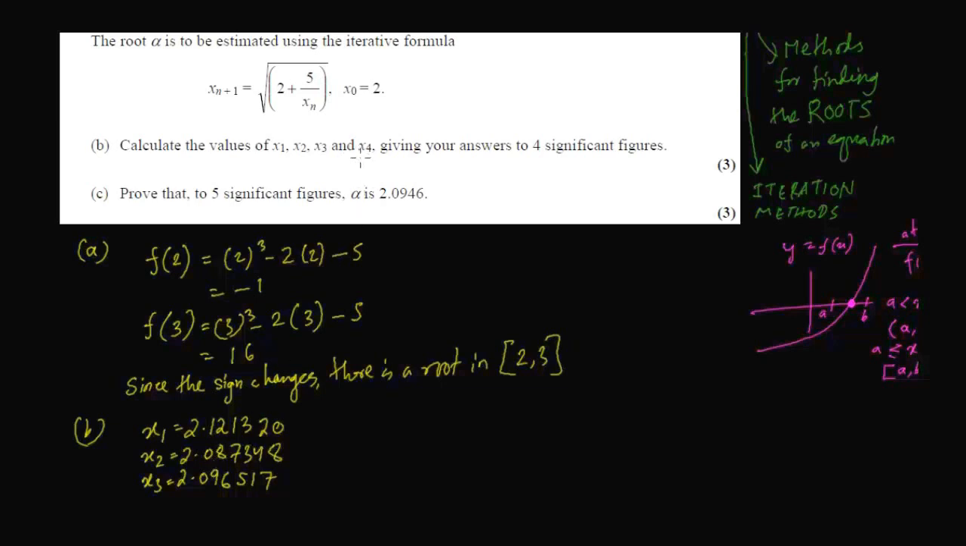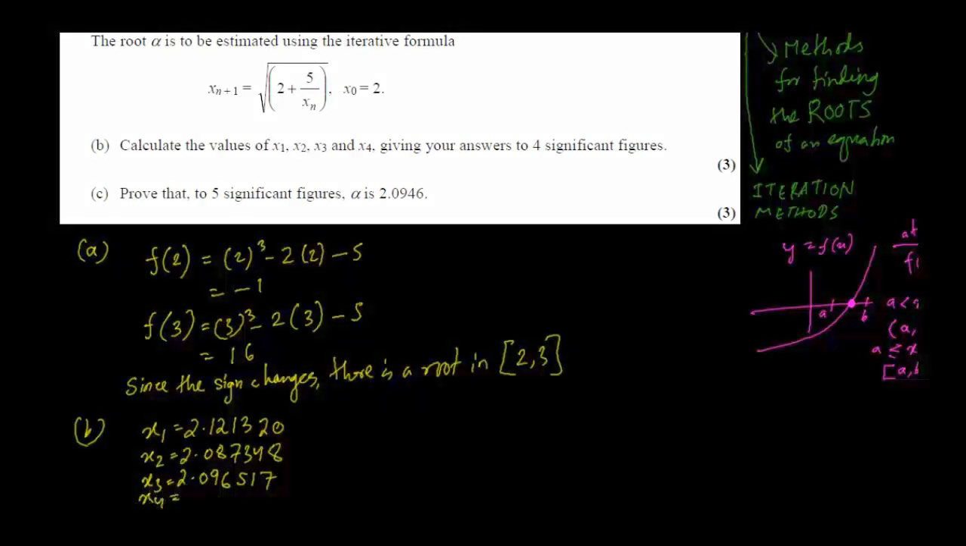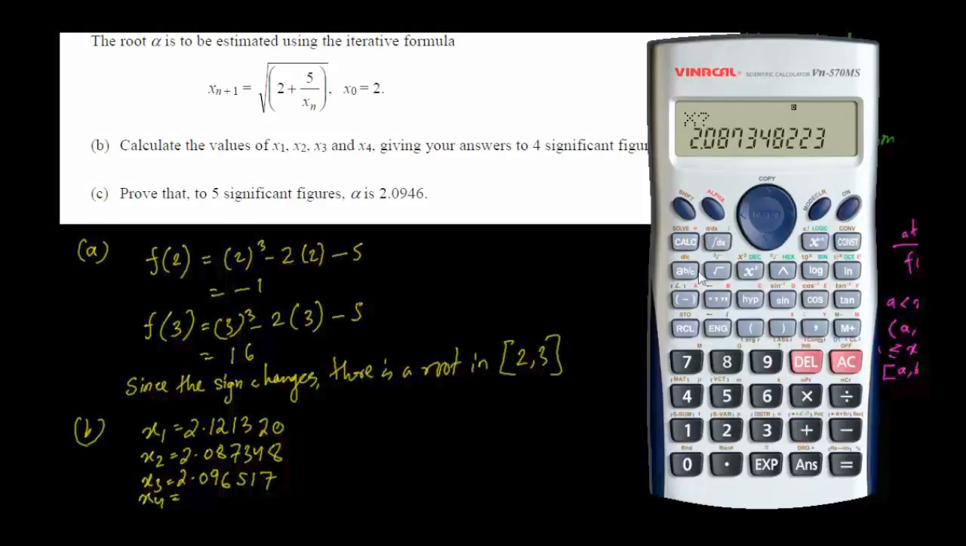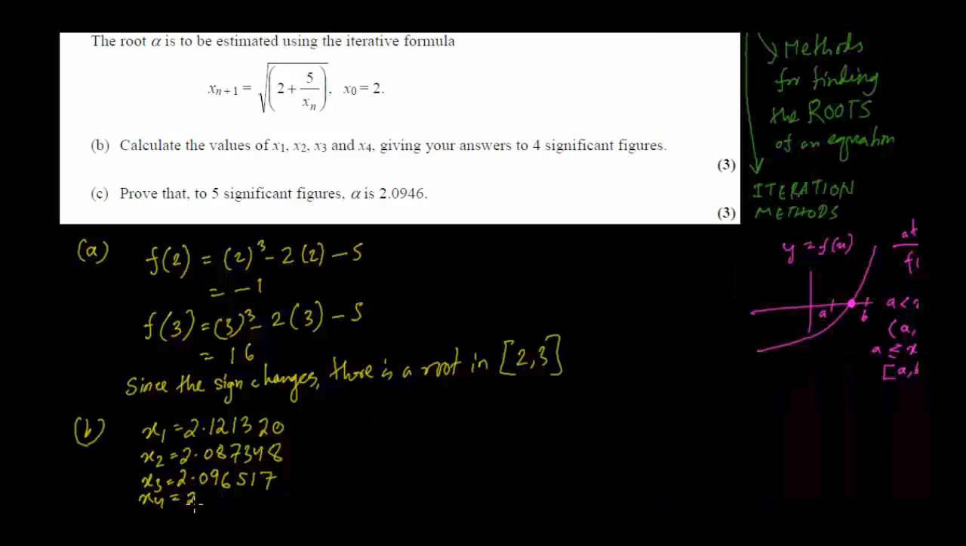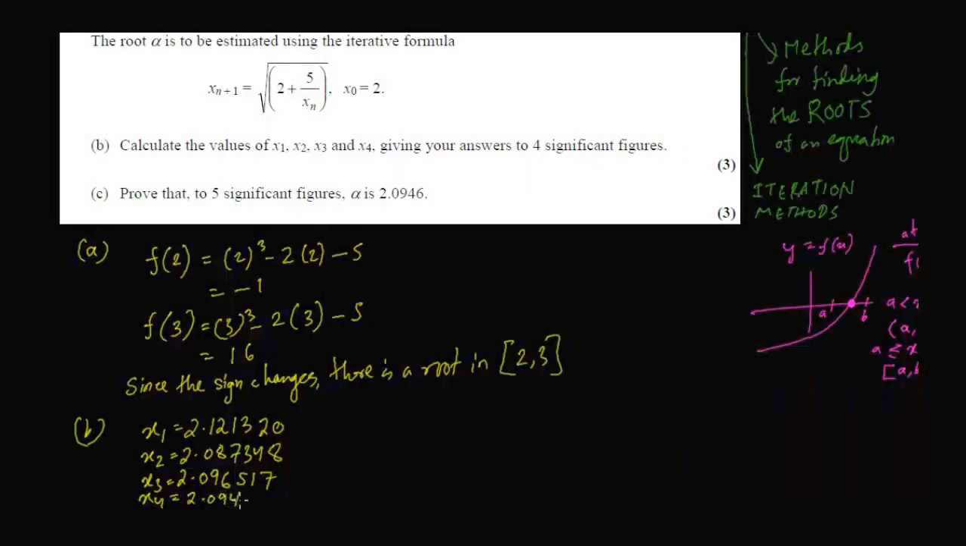But most of the time they will tell you up to what value of x they want. So x4: calc again, you press the answer, which is x3, and it is 2.094017. So now we have to write down the answer. Let me write it here.